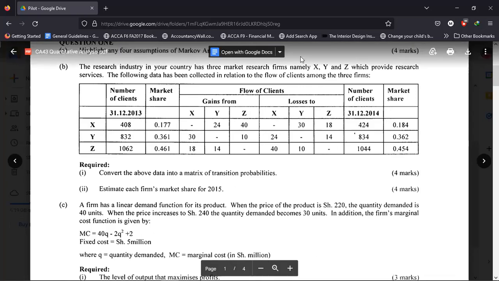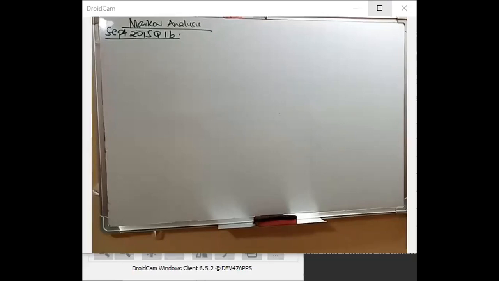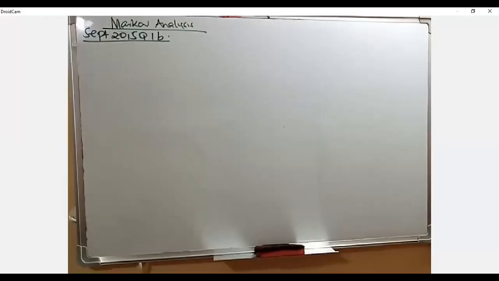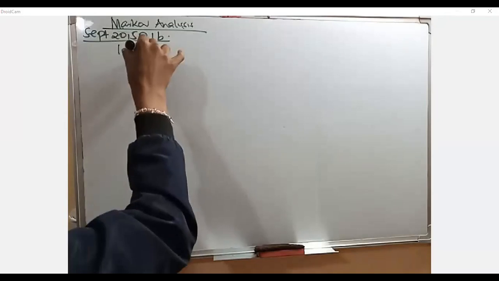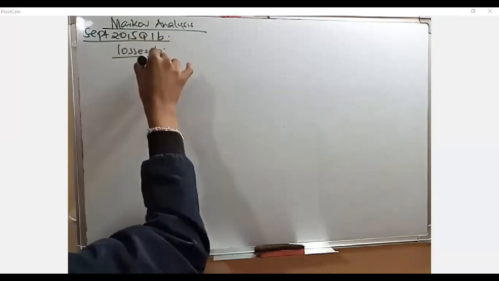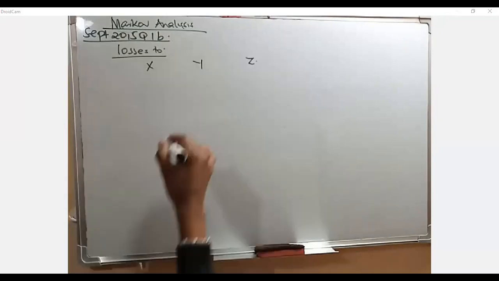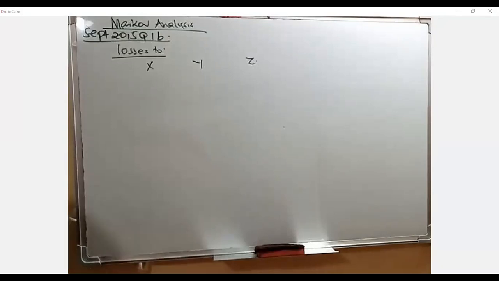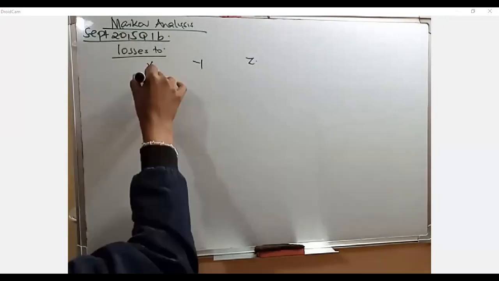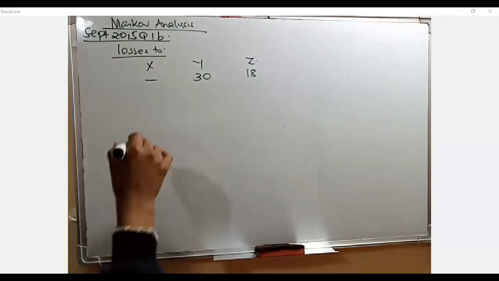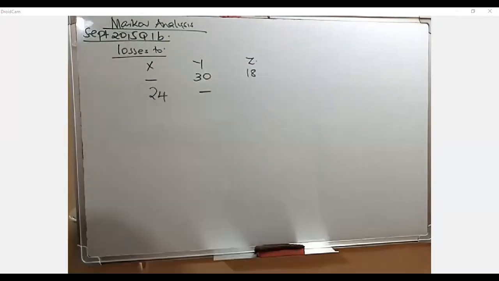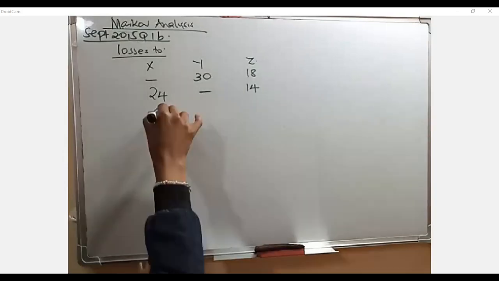Now, from that aspect, this is what we normally do. The first thing is to fill those gaps. So the table for the losses too looks like this. The losses too given, we have X, Y, and Z. And then we were given dash. The examiner gave you dash, 30, and then 18. The other one will be 24, dash, 14. Then the third one will be 40, 10, and dash.